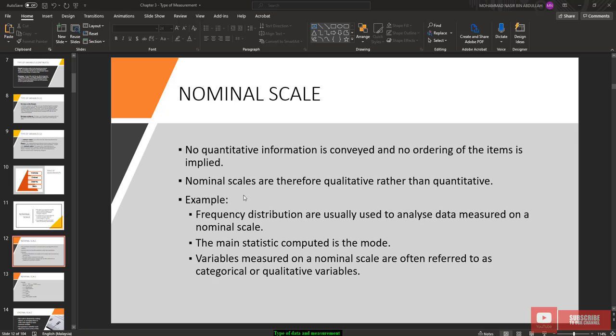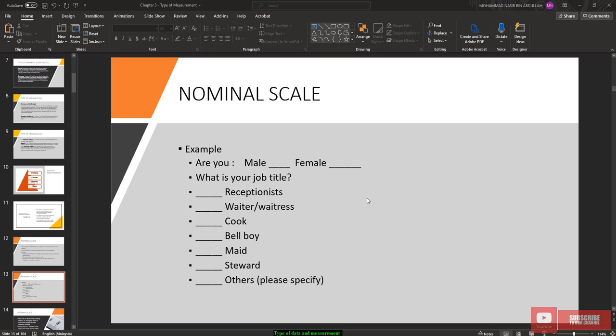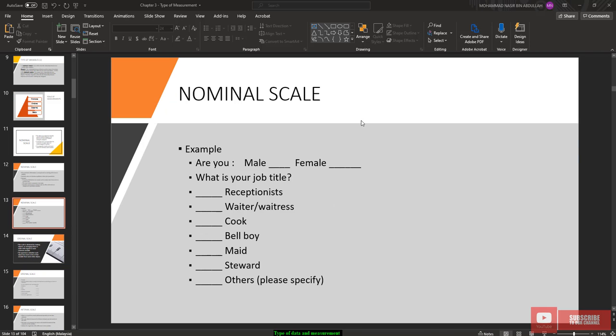For example, frequency distributions are usually used to analyze data measured on the nominal scale, right? The main statistic computed is the mode. Variables measured on a nominal scale are often referred to as categorical or qualitative variables. This is what I said before. So this is an example of a nominal scale: male and female. What is the job title? Receptionist, waiter, cook, bellboy. This is an example of a nominal scale. So it's actually a qualitative variable.